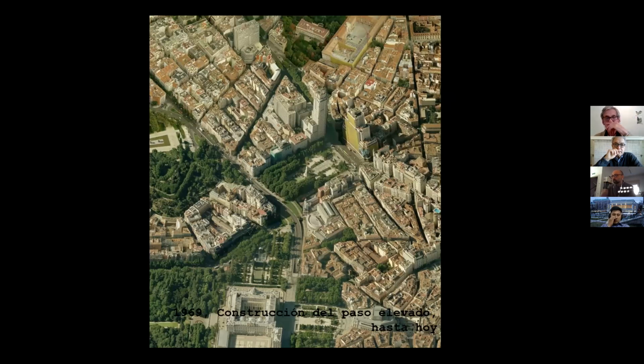Here you can see the plaza and the highway cutting this square with trees from the other green spaces. So it was needed to reconnect everything. This was our main statement.